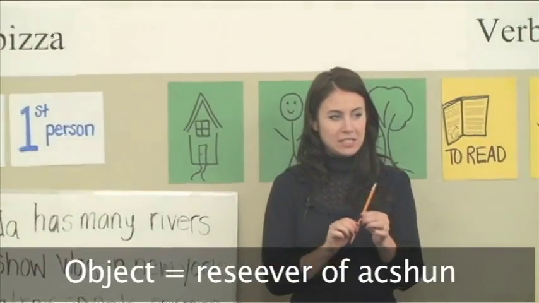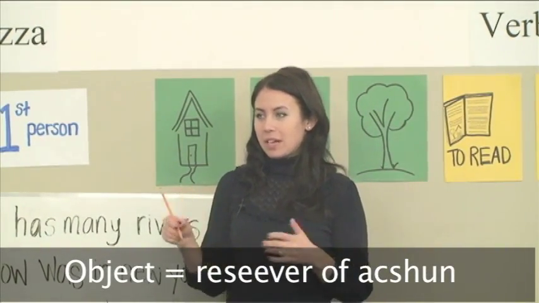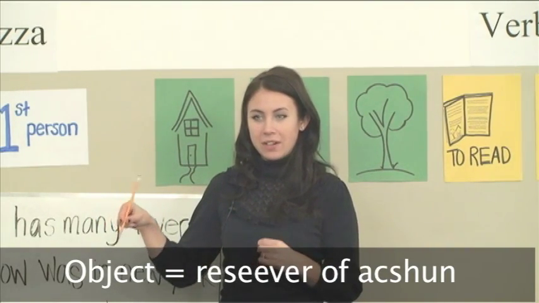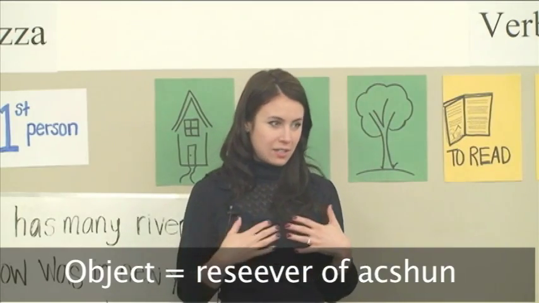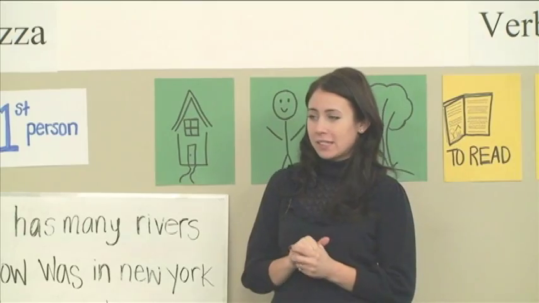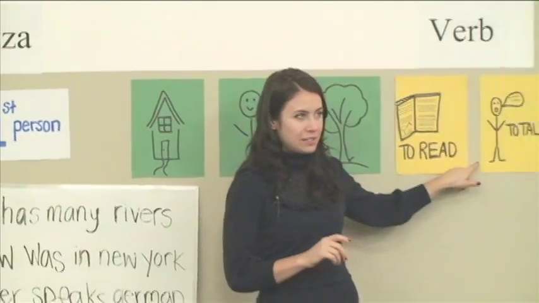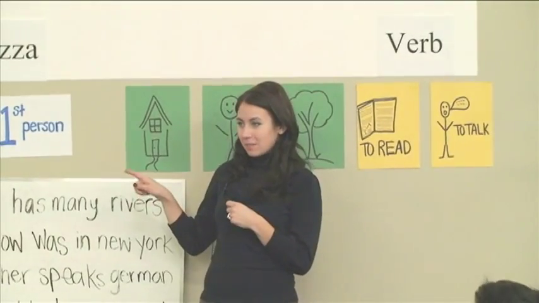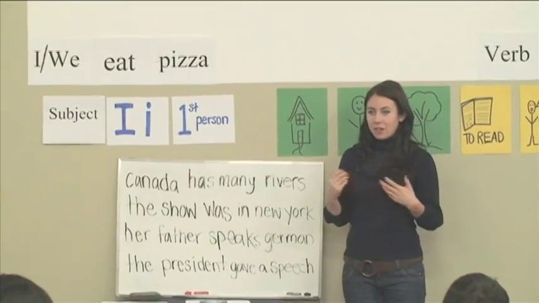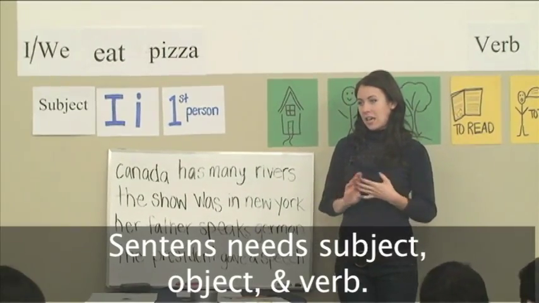The object is the receiver of an action. I'm writing with the pencil. So the pencil is the one that's being something done to it. It's the receiver of an action. And I'm the causer of the action. I'm the subject. I'm the one who's causing. So often in sentences we have verbs like these. We have to know there's an action. We have subjects. They're the ones who are causing the actions. And then we have objects. Objects are the receivers. So we need to have a subject, an object, and a verb.